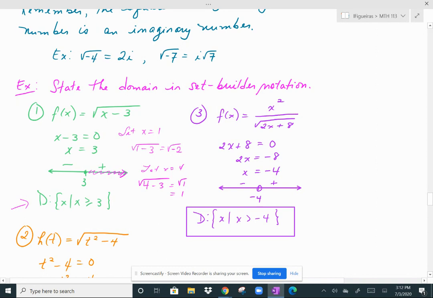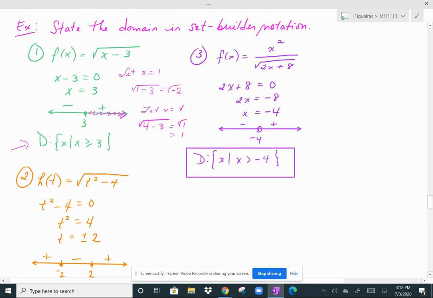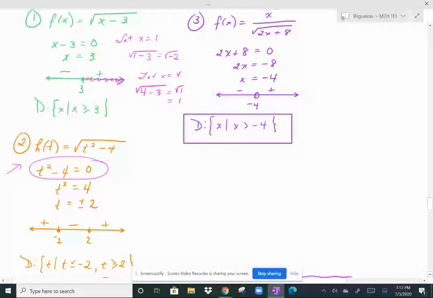So here's another one below. I have h of t equal to the square root of t squared minus 4. Again, first start by letting the inside equal 0 to get those solutions. And so you get plus or minus 2. That means that negative 2 and 2 are part of your domain, because when you plug those in, you'll get the square root of 0.